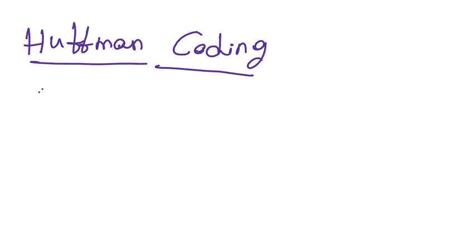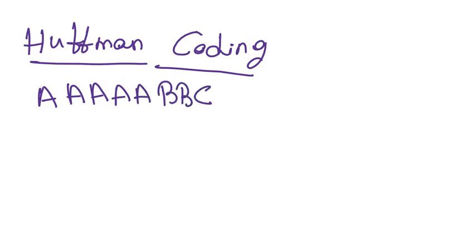Let us assume we have a sequence of characters, an input message, that we need to transfer from one end to another, that is, from source to destination, or we need to reduce the size of the message. Let us assume the sequence of characters is 5 A's, 2 B's and C. This is the message I need to compress.